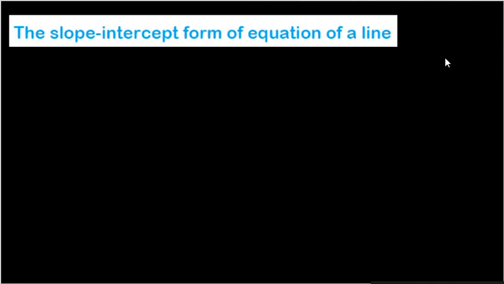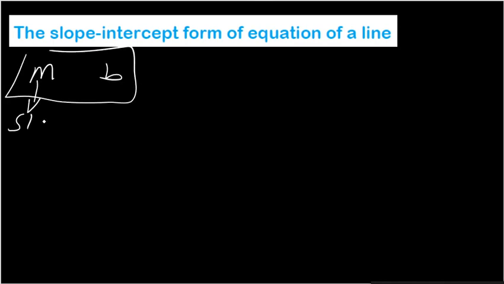The second case, as you see, it says the slope-intercept form of equation of line. What does it say? This time, we need to have the slope and the y-intercept must be given to you. M means slope and B is y-intercept. The y-intercept means the point where the line crosses the y-axis. We can write it y-intercept.